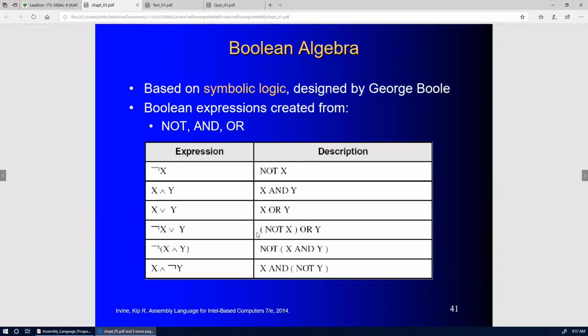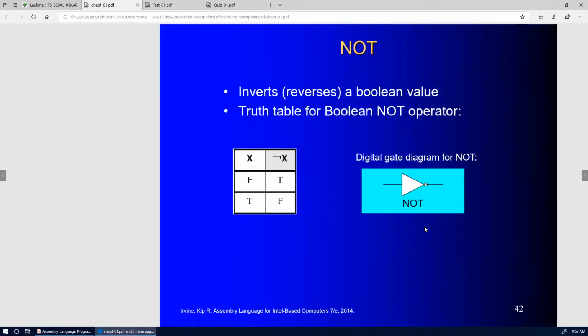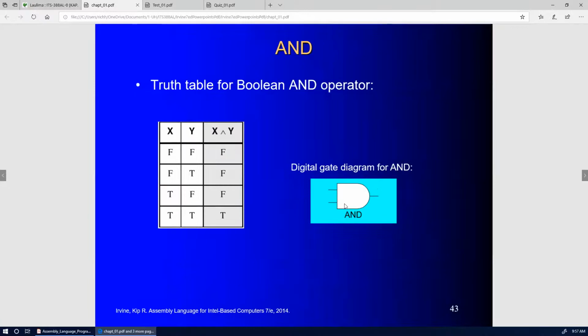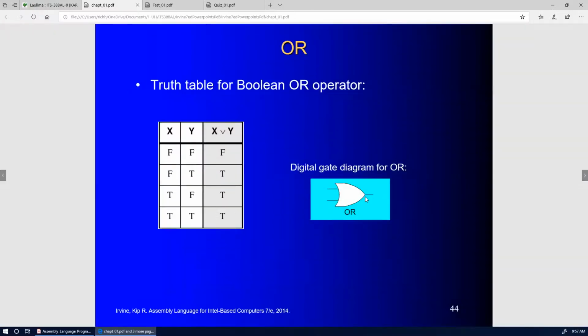And if you have something like this, not x or y, the unary NOT is always applied first, unless you put parentheses like this, which means something different. And in this case, you do the NOT y first, and then you do the AND. These are gates. If you're designing the digital logic that implements the instruction set architecture, you would be using a NOT gate. You'd be using AND gates. You'd be using OR gates.